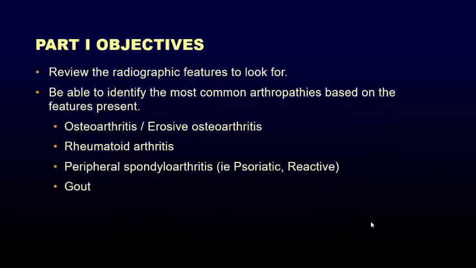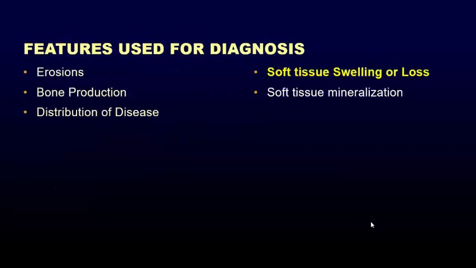The objectives of part one are to review the radiographic features to look for and the arthropathies that contain them, focusing primarily on the most common erosive arthropathies listed here. The key features that are typically discussed are the presence of erosions, bone productive changes, and disease distribution in identifying arthropathies. But we're going to discuss a few more features that I think can help fine-tune a diagnosis.